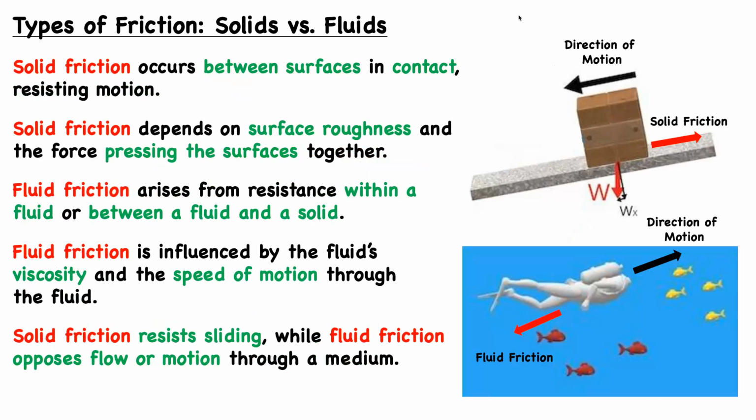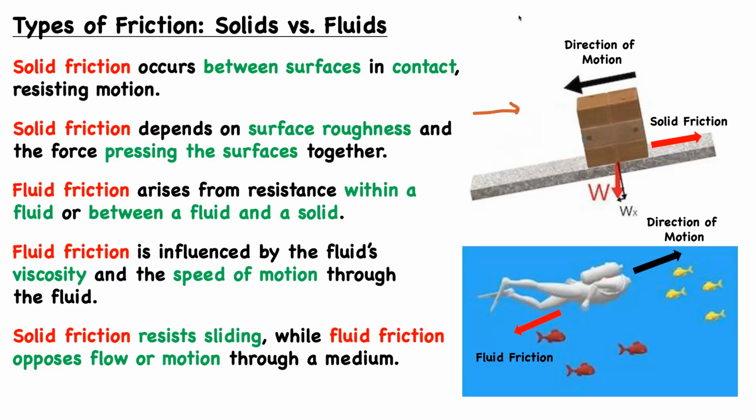So as we've already said, friction is relevant to both solids and fluids, where solid friction is what we typically think of when we talk about friction. It occurs between surfaces that are in contact and resists motion. And solid friction depends on the surface roughness. So again, this is encapsulated by mu, the coefficient of friction, and the force that's pressing the surfaces together, which is typically just the weight of the object.